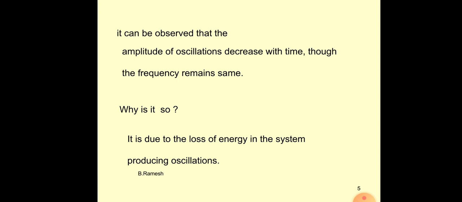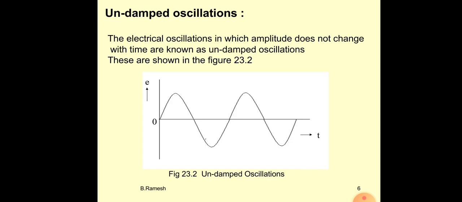Why does the signal amplitude decrease? Due to losses in the system producing the oscillations. We are using a tank circuit made with an inductor and a parallel capacitor. The inductor has some losses, so you will not get an undamped signal; it produces a damped signal. So this is the undamped signal.